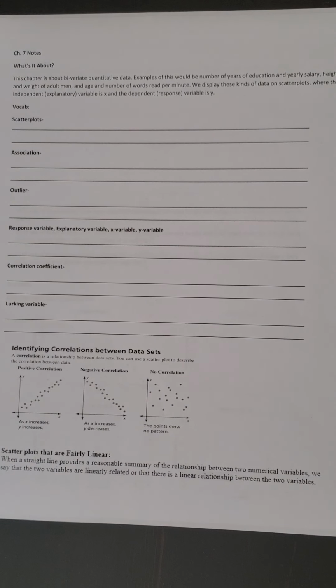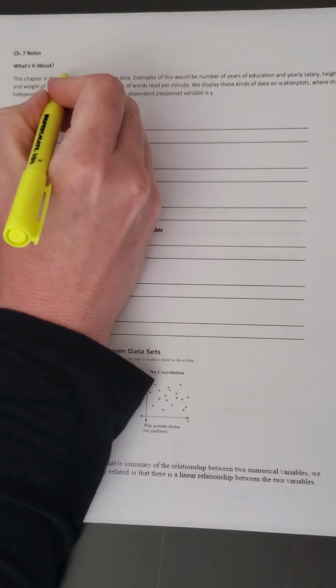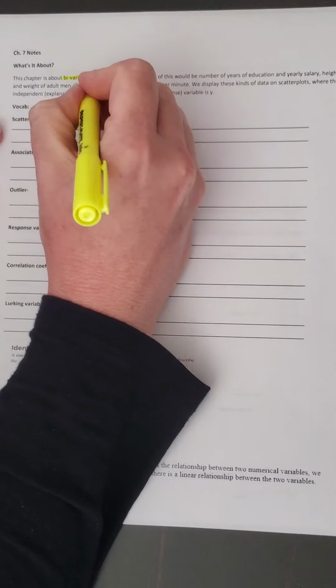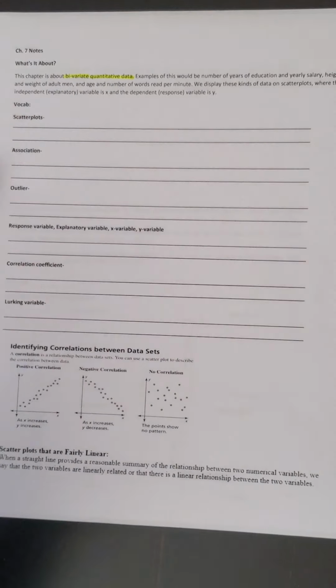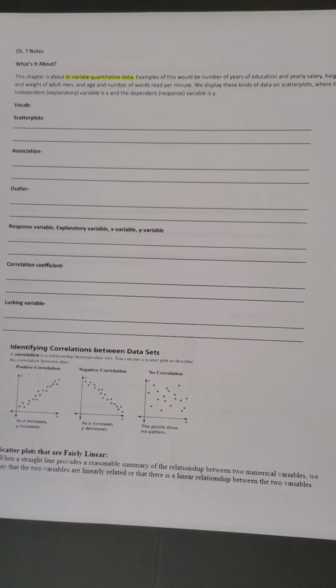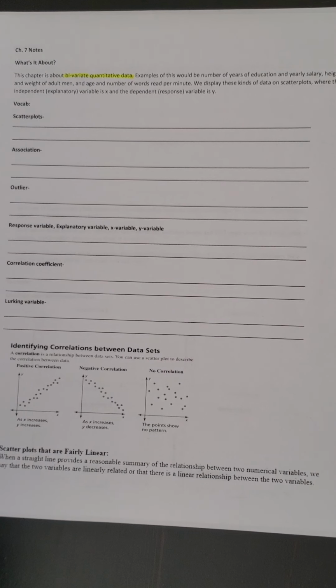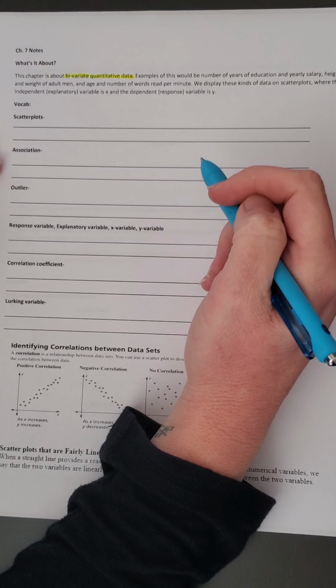All right, this chapter, what is chapter 7 about? We're talking about scatter plots, association, and correlation. This chapter is about bivariate, that means two variables, quantitative data. We should know the difference between quantitative and categorical. Quantitative, like height, weight, shoe size, income, hourly wages. These are all quantitative data. Calories, grams of fat. Categorical data, right? This is not for a scatter plot, so only quantitative.